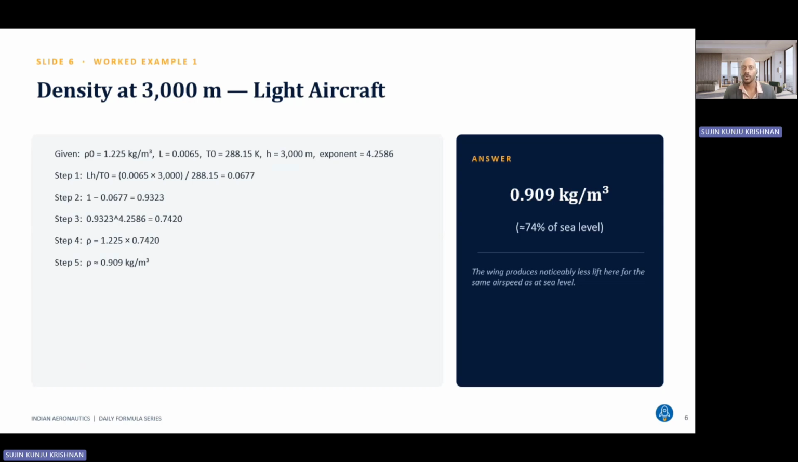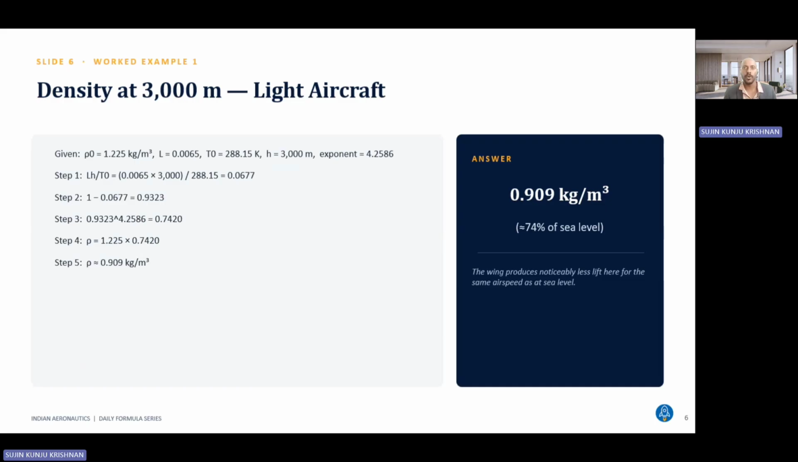Step 2, unknowns. Rho 0 is 1.225 kilograms per cubic meter. L is 0.0065. H is 3,000 meters. T0 is 288.15. Step 3, inner brackets, which we already calculated on day 2. LH over T0 equals 0.0677. So 1 minus 0.0677 equals 0.9323.